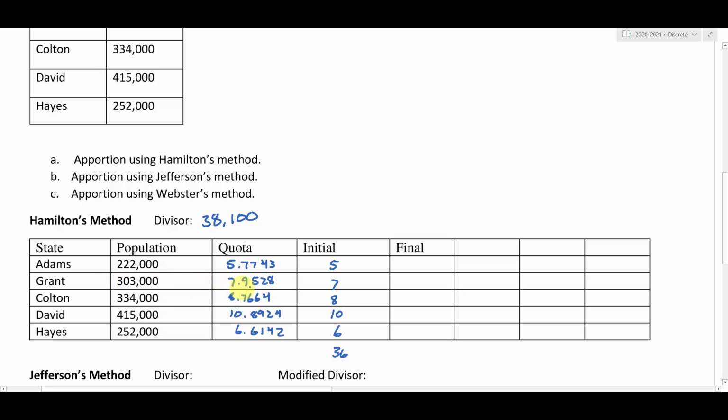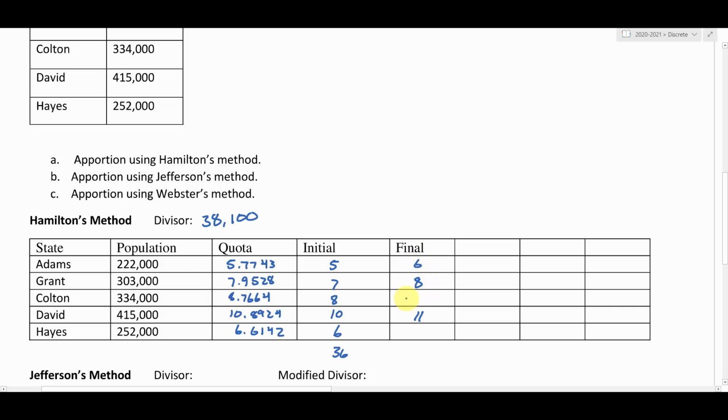So we'll start with Grant County here, who had a 0.9, so that 7 will get bumped up to an 8. All right, the next one here is David County, who had a 0.8924 decimal portion. That's the second highest, so that 10 gets bumped up to an 11. The next highest is the 0.766 here in Colton County. No, it's not. Sorry, the next highest is Adams County, which is 0.7743. So that one will get bumped up to 6.